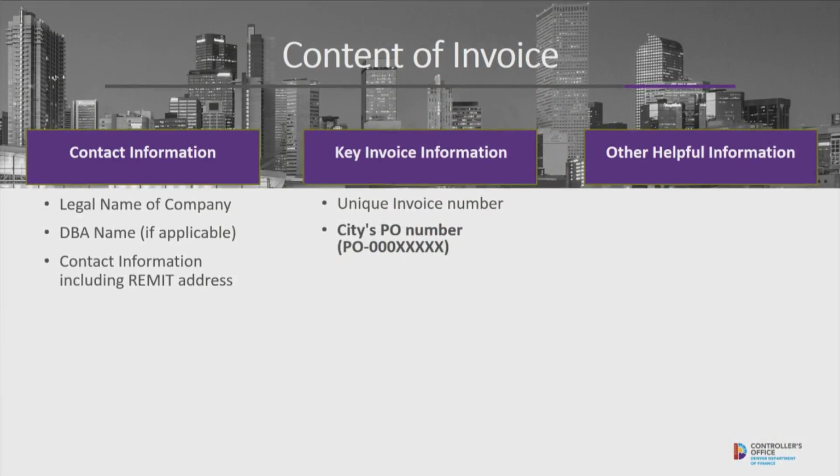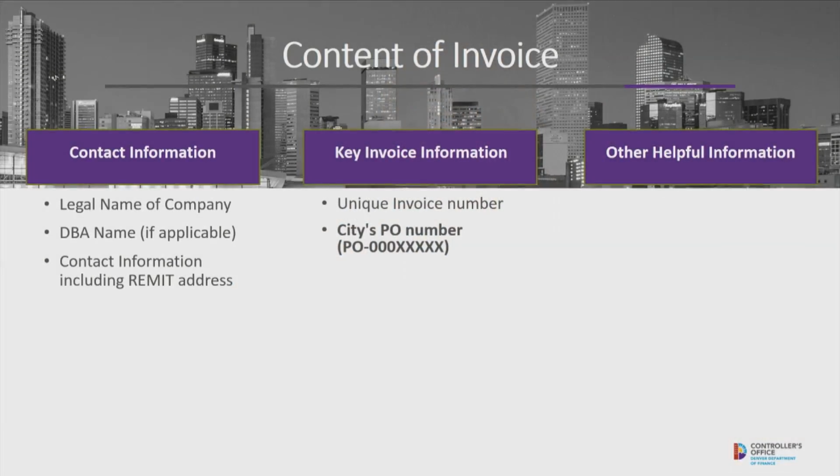Probably the single most important information you can have on your invoice is the city's PO number. When the services were ordered or the goods were ordered, the agency should be giving you a PO number. The PO numbers now, with the new system that we're in, start with PO-000 and then a 5-digit number. That will go on as time prevails and we start getting more and more POs, but right now we have the three zero digits. And if you have done business with the city before, you might remember that the agency 5-letter code used to be part of that. It no longer is. So just make sure you at least have those 5 digits for the PO number.